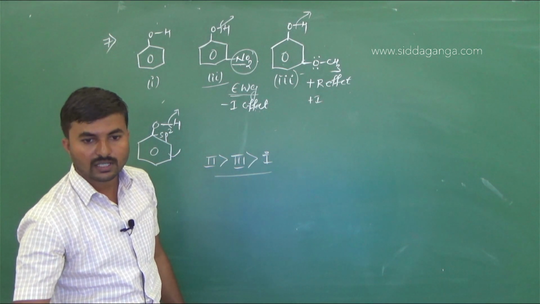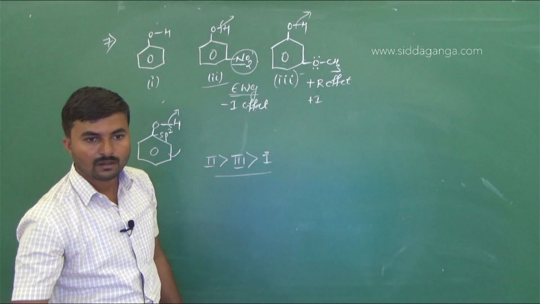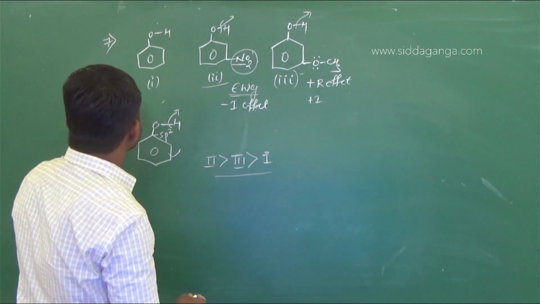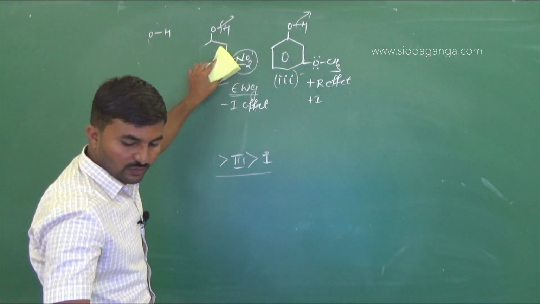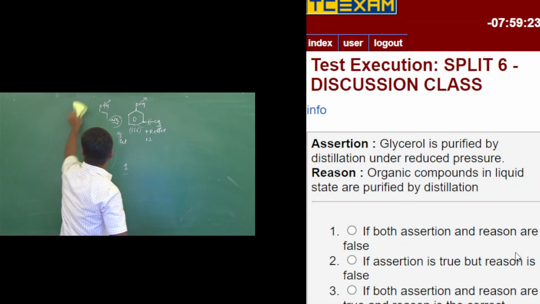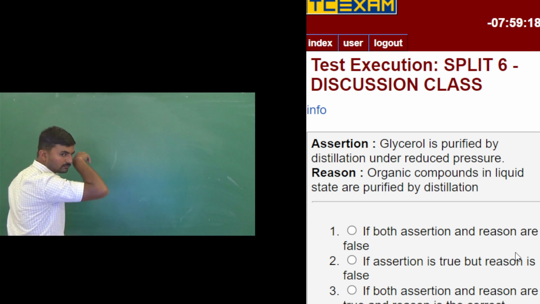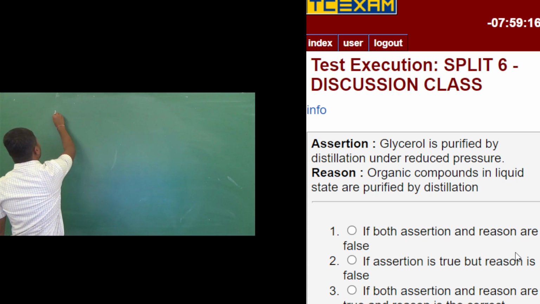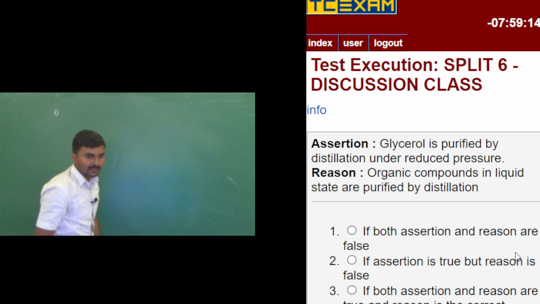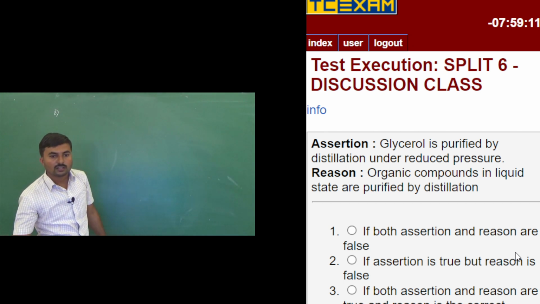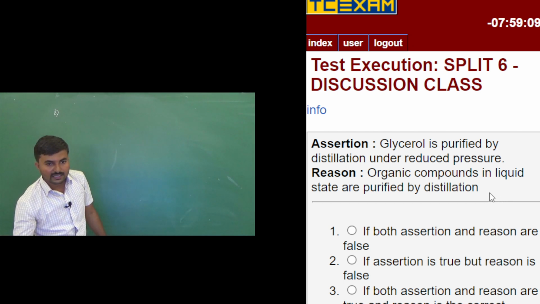So the next question. This is an assertion reason type question. The assertion is: glycerol is purified by distillation under reduced pressure, and the reason is: organic compounds in a liquid state are purified by distillation.